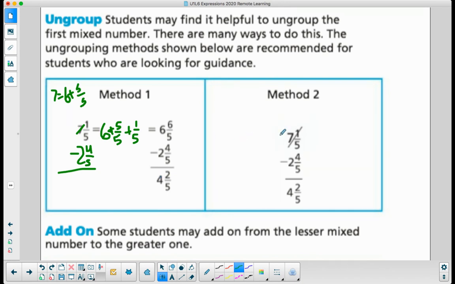Now here they're showing you is you can do this vertically right here. 7 and 1/5. Ungroup one of my wholes. So now I have 6 wholes. It gives me 5 more fifths. 5 plus 1 gives me 6/5. 6/5 subtract 4/5 are 2/5. 6 subtract 2 is 4. Let's try another one.